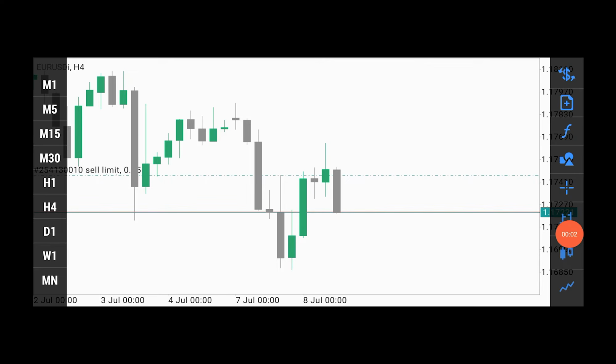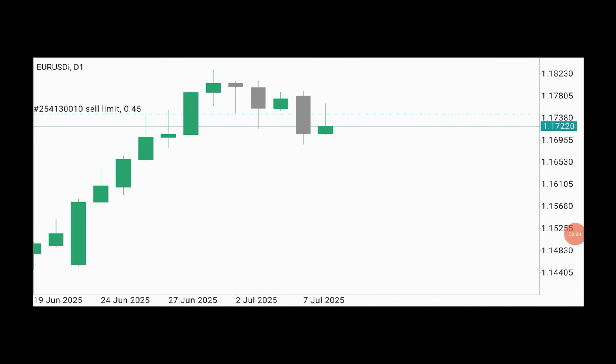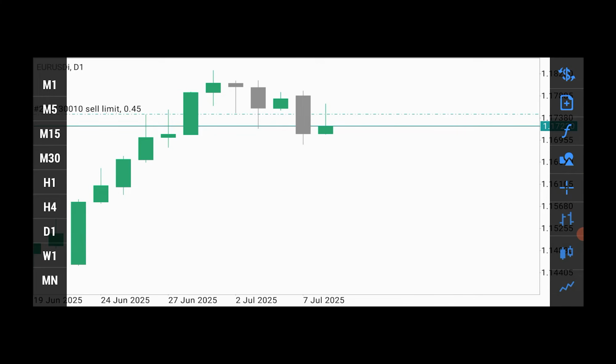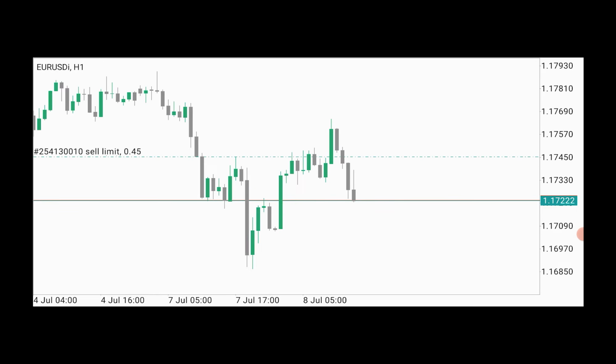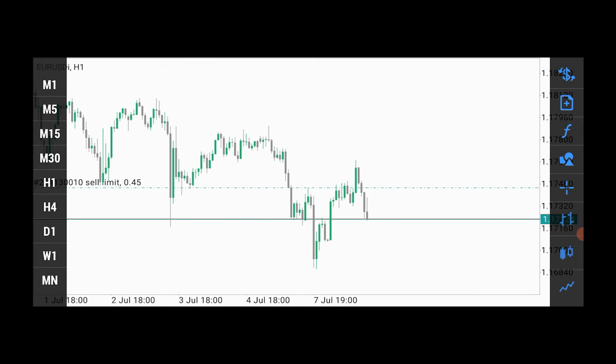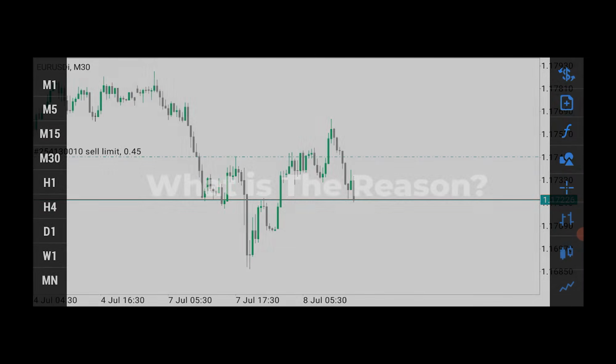Here is the second trade that I entered in the afternoon, after taking a small loss in CAD JPY. And there you can see I have already put down my sell limit orders. So in the next coming minutes we will cover what the reason for the sell is.